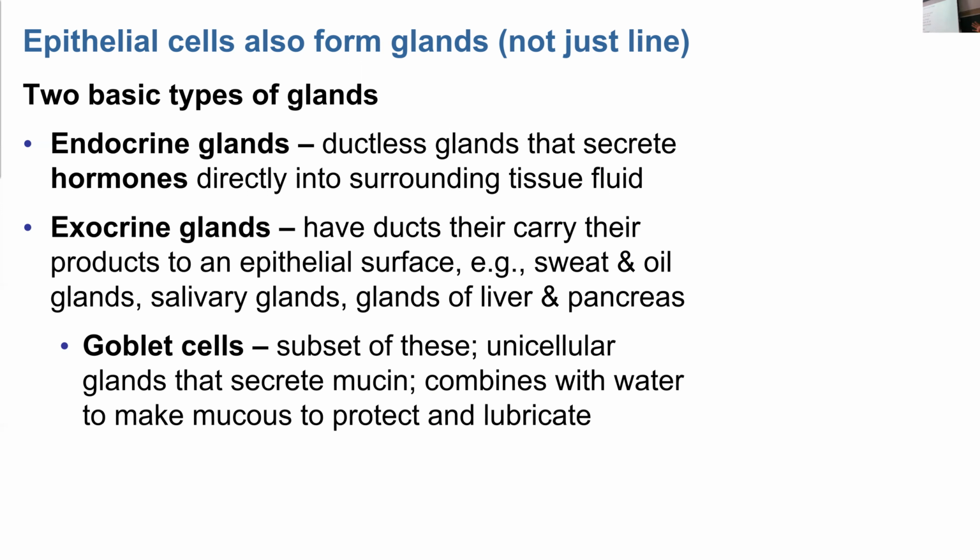I'm not going to get into a ton of detail about this right now. All I want you to know is that epithelial cells, in addition to forming linings and coverings, also form the structure of these kinds of glands. We also have goblet cells. Finally, these are unicellular glands, and I actually have the image right here.